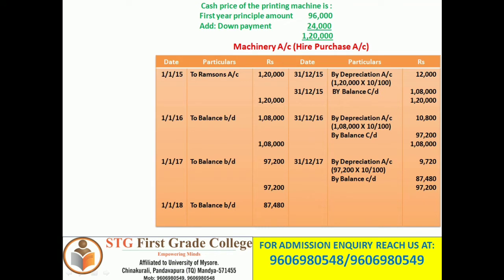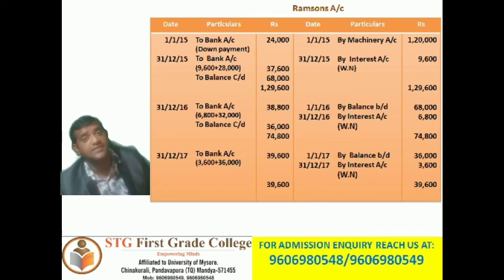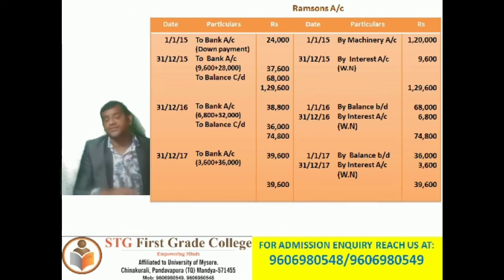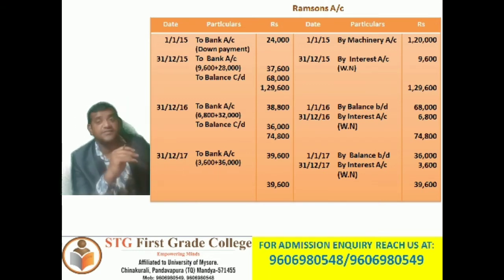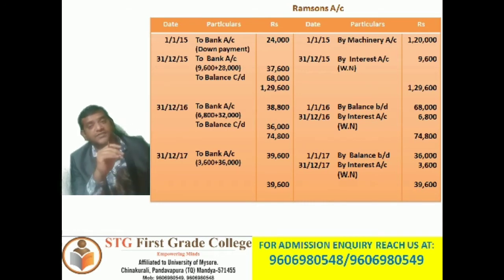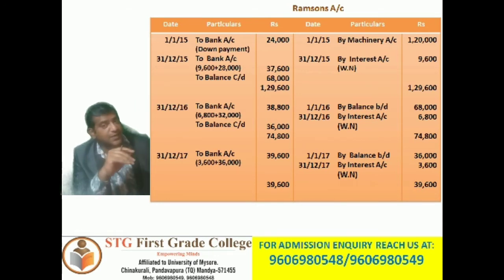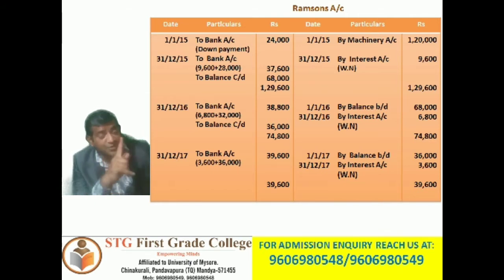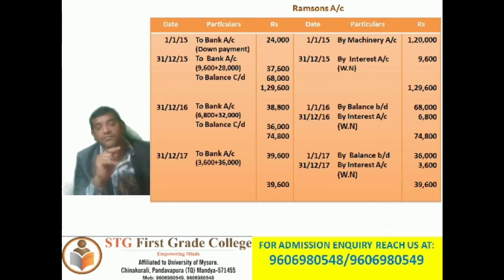So now next we are further moving on towards the next account, that is Ramson's account. So Ramson's account open with the 6 column, same date, particulars, rupees, date, particulars, rupees. So this account we always start from credit side. So 1/1/2015 to buy motor cars account, cash price 1,20,000. 31/12/2015 by interest account. So that is how much? 9,600 as per the working note. So you should refer annuity table while entering the interest amount. 9,600 in the first year.